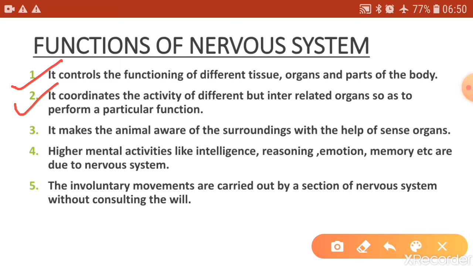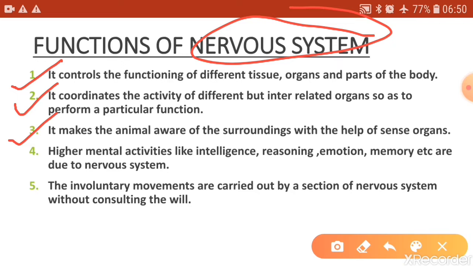For example, for performing nutrition, we have a digestive system which comprises the mouth, esophagus, stomach, small intestine, large intestine with associated digestive glands. So all these different but interrelated organs work in an orderly manner. And how do they work? That is already discussed in my previous videos. They work in an orderly or coordinated manner, and that's because of the nervous system.